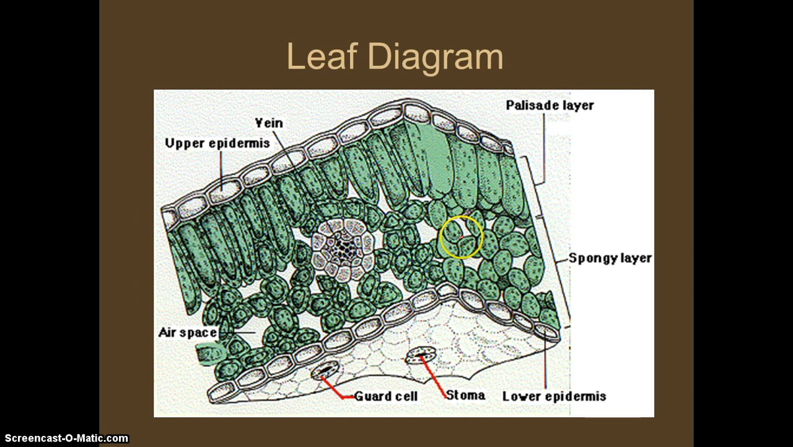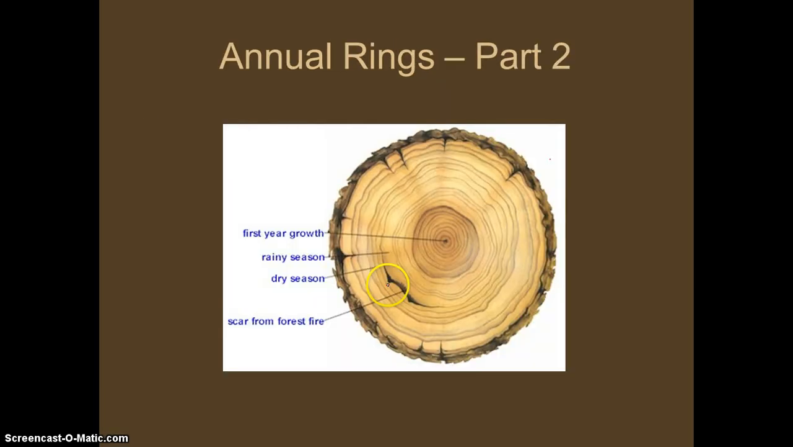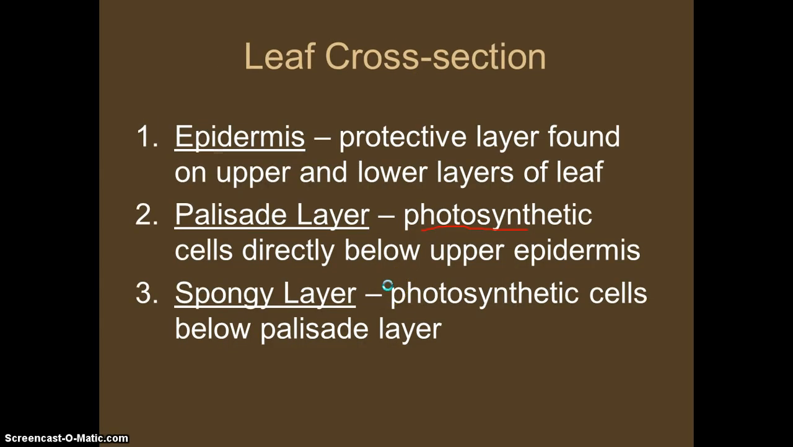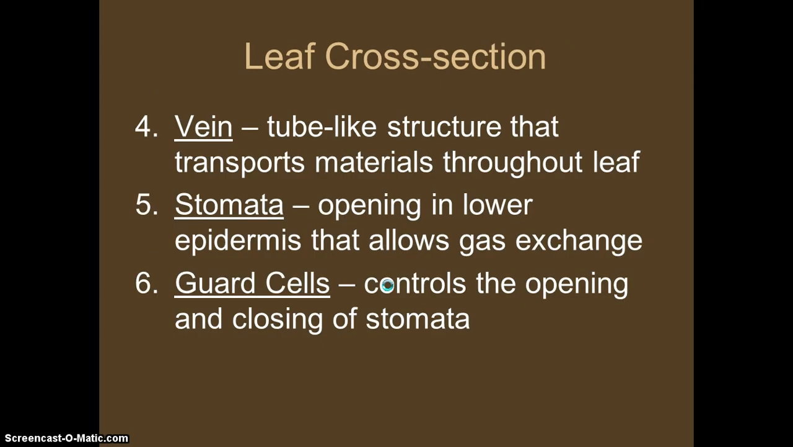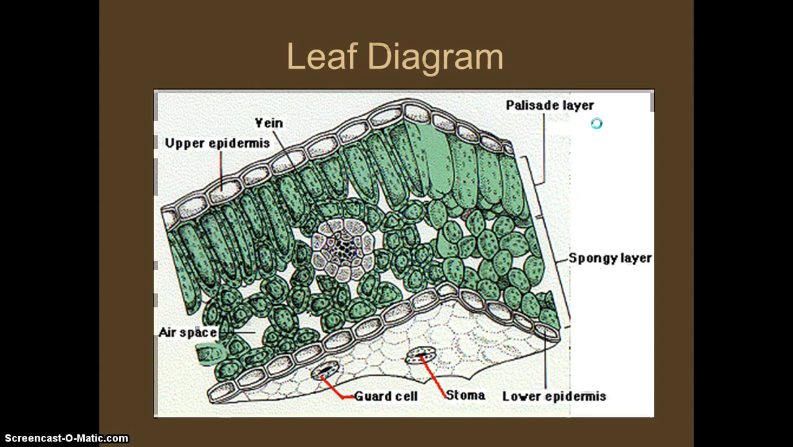And then down below, right underneath the palisade layer, is called the spongy layer. And if you notice here, there's a lot of air spaces in this region. And it probably makes sense that it's called the spongy layer because it looks like a sponge. And within this spongy layer, you're going to find the vein. Right? And if you think about our veins, they transport blood and nutrients and things like that. And the veins of a plant are tube-like structures that transport materials throughout the leaf. And so here you'll see xylem and phloem transporting food and water.